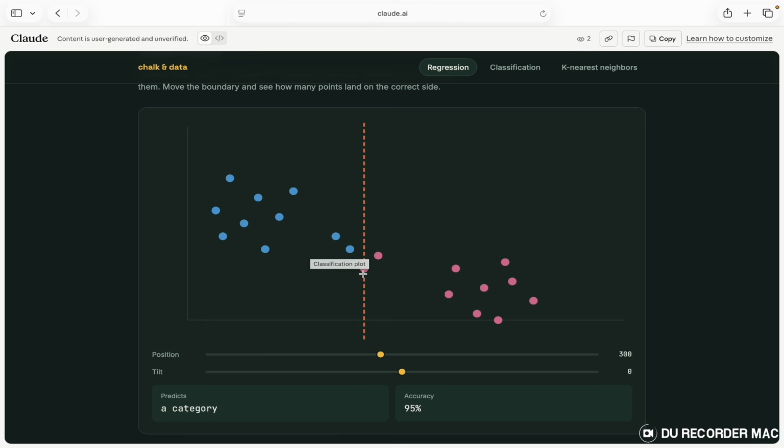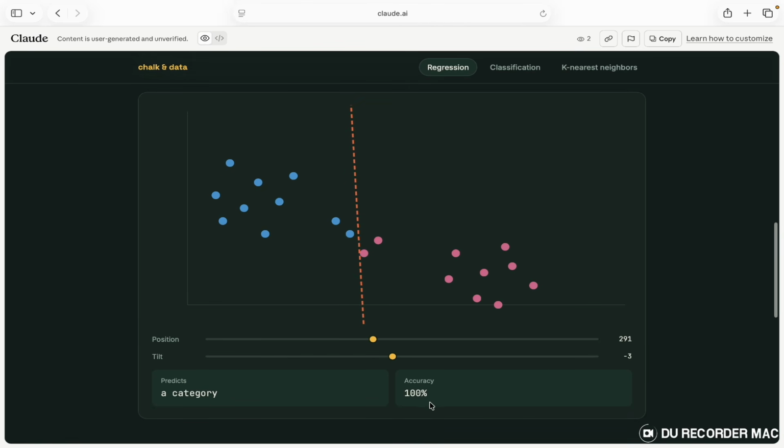So based on that, we're going to move the line, like for the position, maybe here, and we're going to drag. This is 95%. That's a mistake. So we're going to move it again. Better. This is 100% accuracy. So the model is trying to find the boundary that correctly separates the groups.